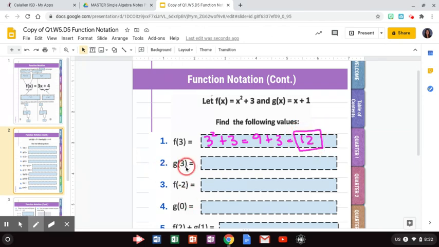Problem 2, G of 3. So we have to go to G this time, and instead of X, we're inputting a 3. So really, it's just 3 plus 1, which is 4. So our answer is 4.